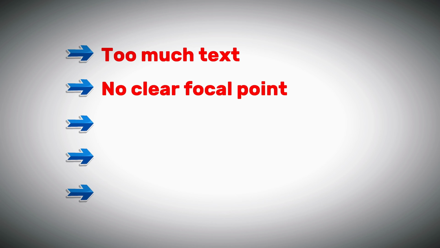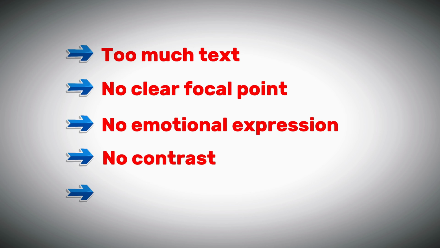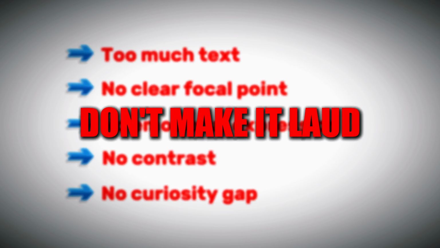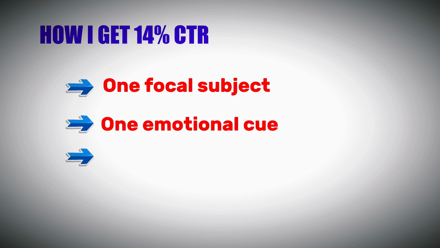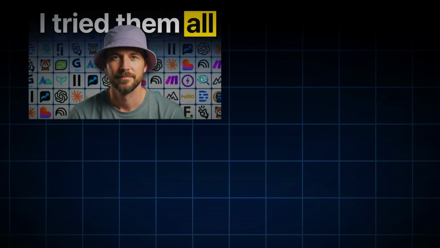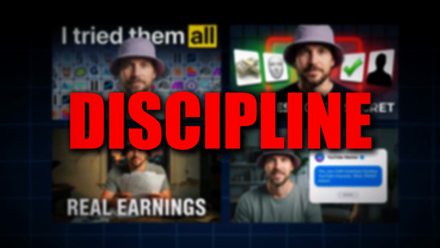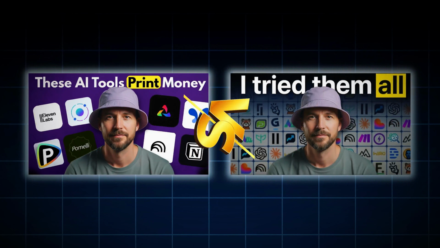Here's why most thumbnails underperform. Too much text, no clear focal point, no emotional expression, no contrast, no curiosity gap. If everything is loud, nothing stands out. The brain needs one focal subject, one emotional cue, one tension point, not clutter. That's why structured styles help. They force discipline.